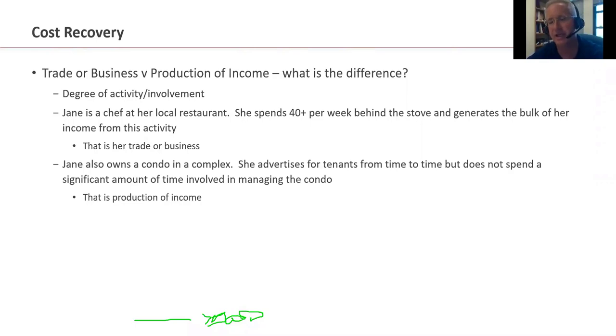We call that production of income, right? So it's an activity that she's involved in related to business, but it simply doesn't reach the level of a trade or business. We generally call that production of income.